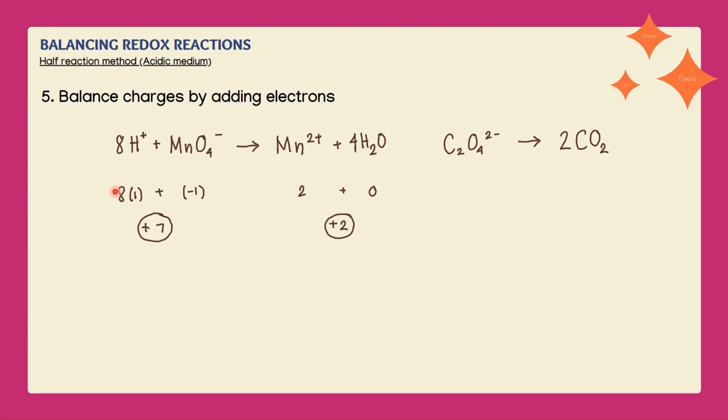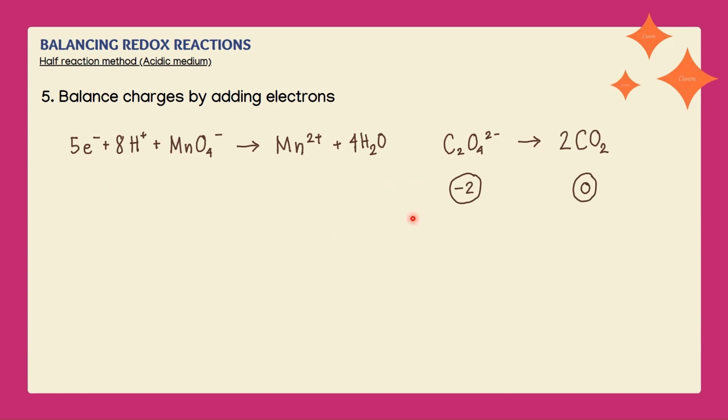Next, we need to balance the charges by adding electrons. Since there is a total positive charge of 8 for the hydronium ions, while we have a total negative charge of 1 for permanganate, then 8 minus 1, we have a total of positive 7 charge for the reactant side, while we have a total of positive 2 charge for the product side. We could observe that the transition from positive 7 to positive 2 indicates that we have gained 5 electrons. And so we will be adding 5 electrons on the reactant side.